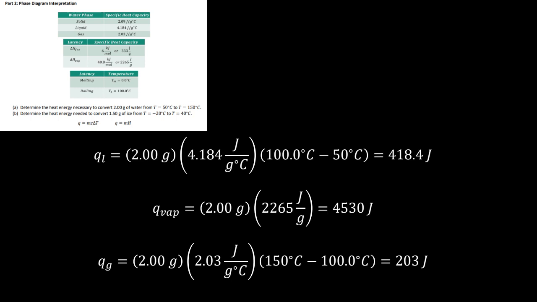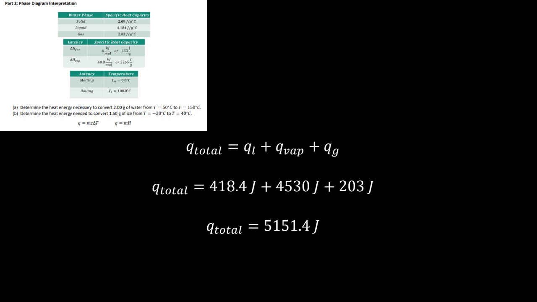The nice thing is, we've calculated the amount of energy needed to be added to our system to raise 2 grams of water from 50 degrees to 150 degrees. This took us 3 different steps, so our final answer for step A is going to be adding up all those steps together. So the total heat energy added, or the final answer for part 2 subpart A, is going to be 5,151.4 joules.